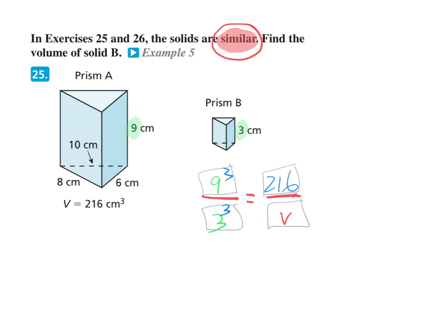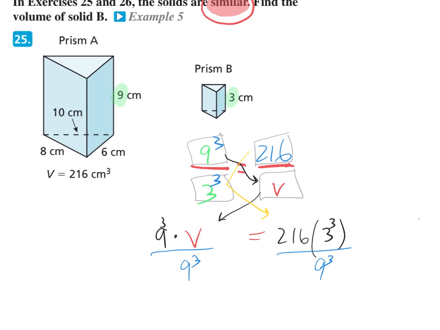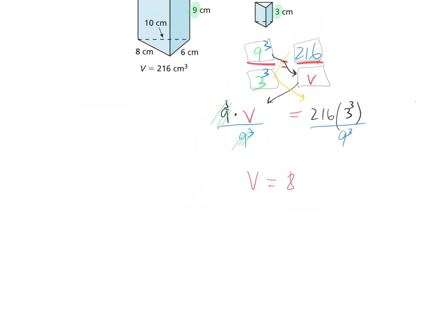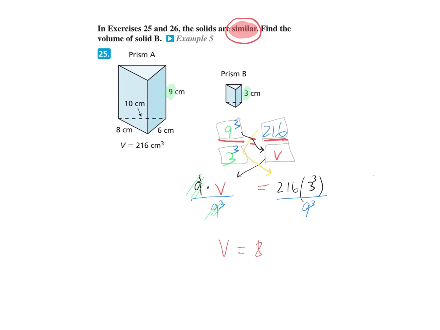Now we'll cross multiply. 216 times 3 cubed. And then to find the volume and be done, we'll divide both sides by 9 cubed. Which is 8, and this is volume, and these one-dimensional units are centimeters, so the three-dimensional units will be cubic centimeters.